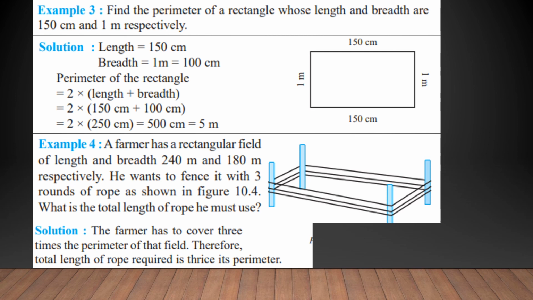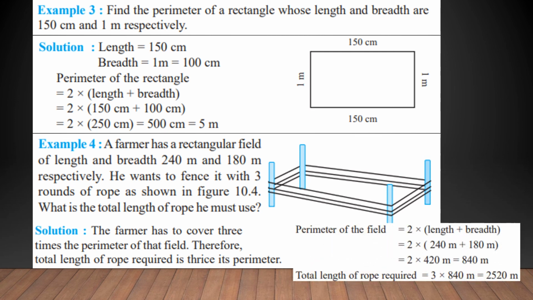Therefore, perimeter of the field is equal to 2 into (L plus B), that is equal to 2 into (240 plus 180), that is equal to 840 meter. Then the total length of the rope required is equal to 3 into 840, that is equal to 2520 meter.